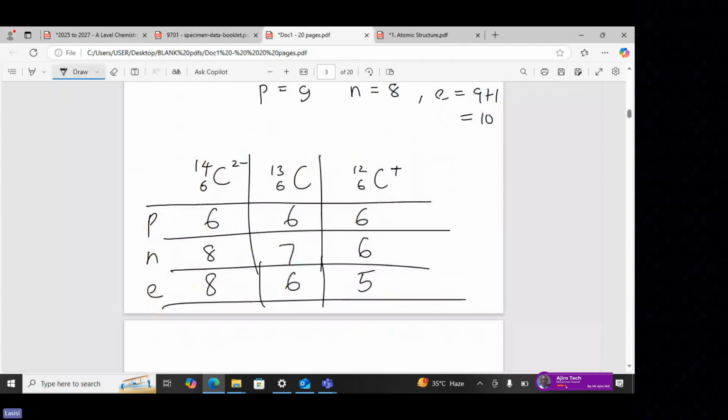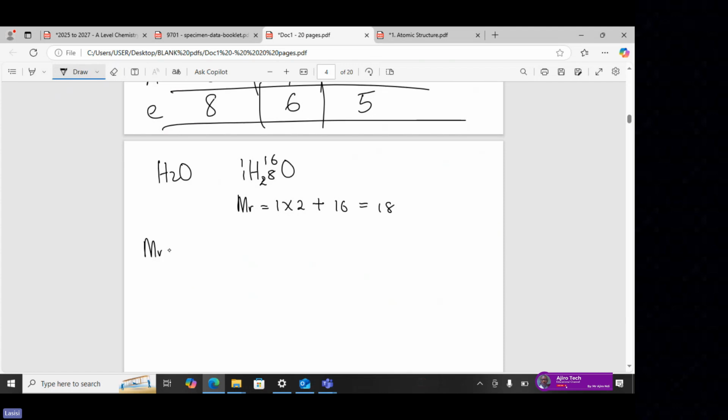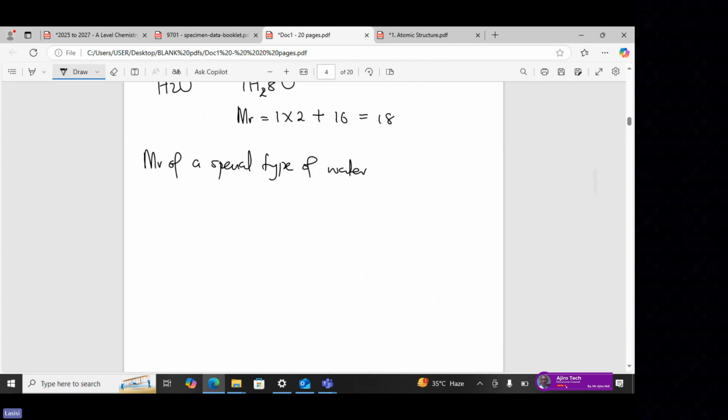The normal water you know is H2O, with hydrogen 1 and oxygen 16. That means the Mr, the molecular mass, will be what? There's 2 hydrogens here, so 1 times 2 for hydrogen, plus 16 for oxygen. That'll give you 18. Now it tells you that the Mr of a special type of water was found to be 20.